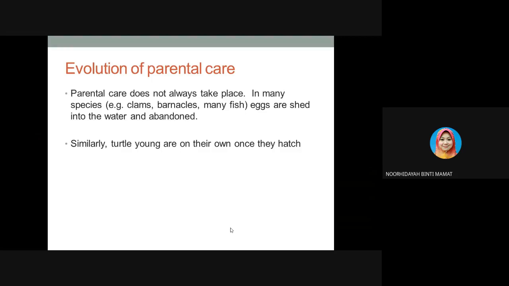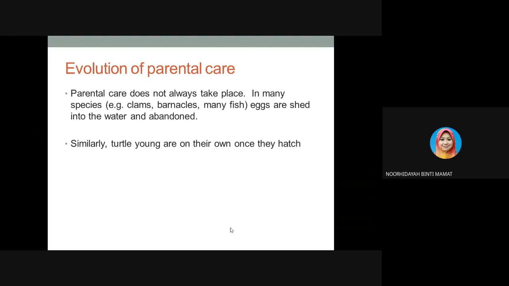So basically, previously we already learned that parental care is a behavioral and evolutionary strategy adopted by some animals that involves parental investment, the investment that parents make to the evolutionary fitness of the offspring. And the patterns of parental care are widespread and highly diverse across the animal kingdom. Right. So for today, we are going to continue with the evolution of parental care.